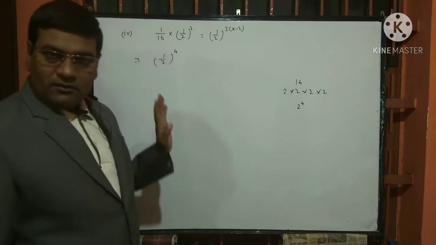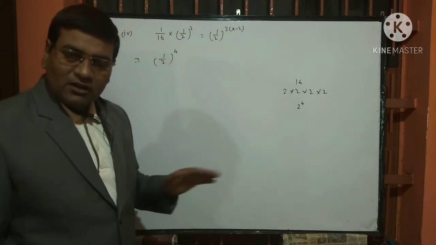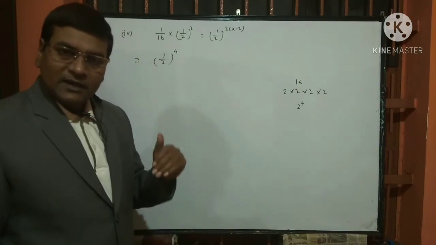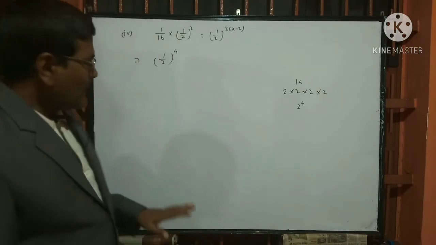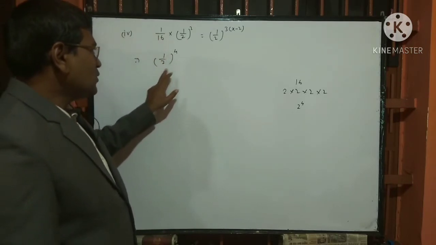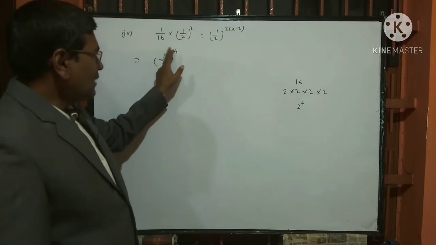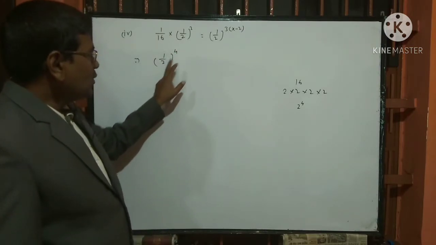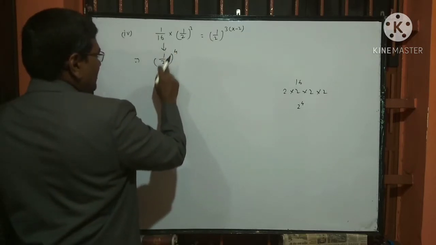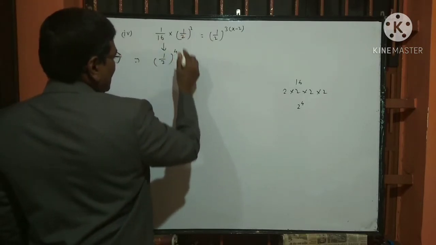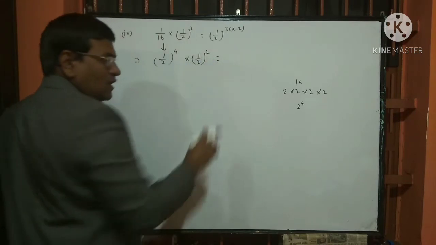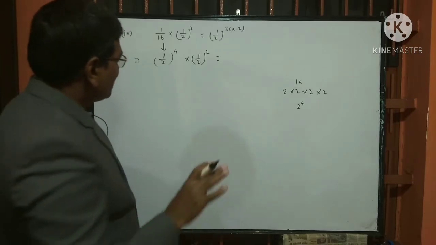Power of 1 is 4 or 5 or 10, no problem. Whatever power of 1 is, it will be 1, always 1. So you can write 1 by 16 as 1 by 2 to the power 4. 1 to the power 4 will remain 1, and 2 to the power 4 is 16. Now this is converted into 1 by 2 to the power 4, but this is 1 by 2 to the power 2. We will not change it.